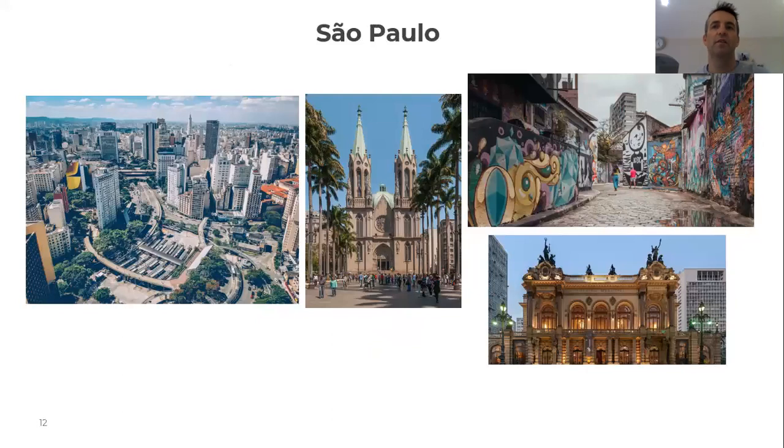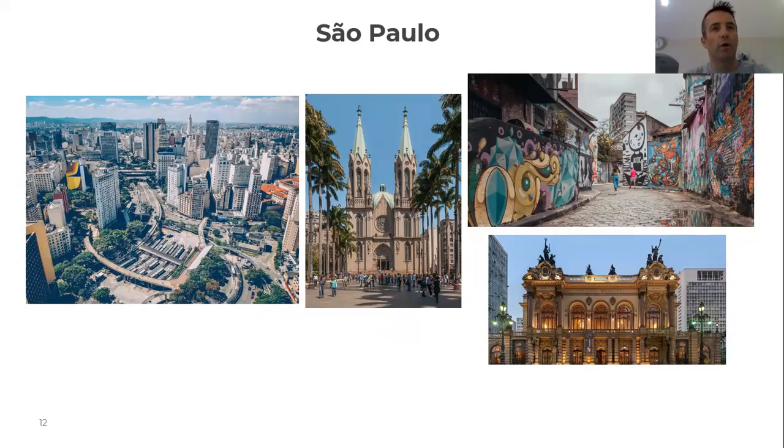Next, we have another city that I'm going to show you, and that's Sao Paulo. And that's located in the southeast of Brazil, and it's the largest city in the whole of Brazil. There are over 11 million people that live there. So that's about 5 times the population of the capital city. So loads and loads of people living there.